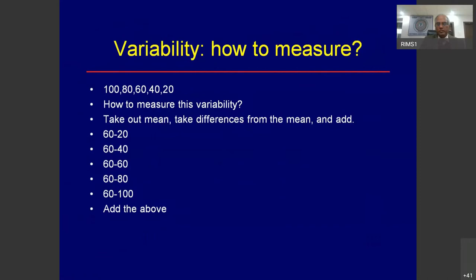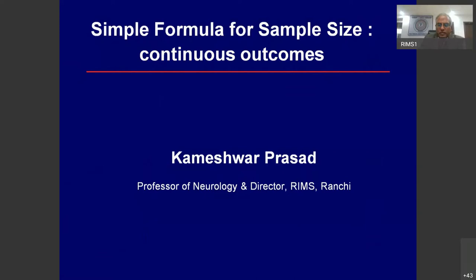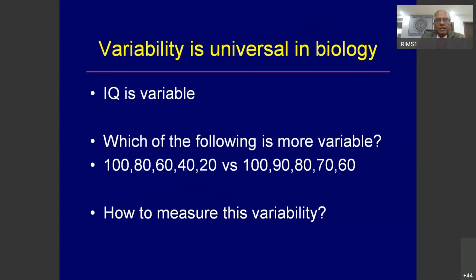So what I am going to do today is to cover sample size calculation with simple math for continuous outcome. And we know that variability is a universal phenomenon in biology. Unlike in physics or chemistry, there are some constants. There is variability there also, but not as much as it is in biology. And I think biology has the strength that it has variability, but it also is its weakness. So I'm going to ask you questions, and I think Ravi is going to allow you to unmute and answer.